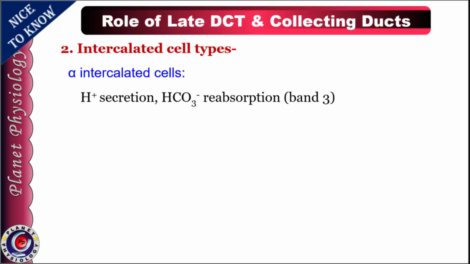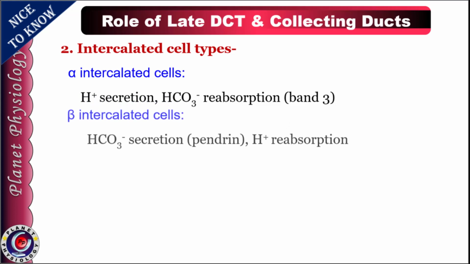It will be nice to know that intercalated cells are of three types. The process we have just studied is seen in alpha intercalated cells, that is, hydrogen secretion and bicarbonate reabsorption via band 3 protein.